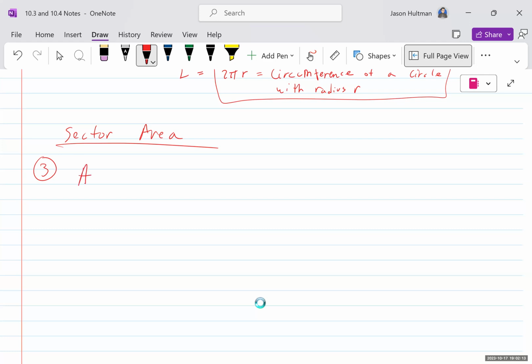Number 3, sector area. The area of a piece of a polar graph. This is for polar graphs. What's a sector? A sector is just a piece of a graph. Usually we talk about sectors as a piece of a circle, but it could be a piece of any polar graph. Sector area A is equal to the integral from alpha to beta of 1/2 r, which is a function of theta, squared d theta.